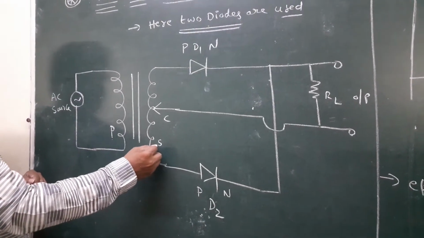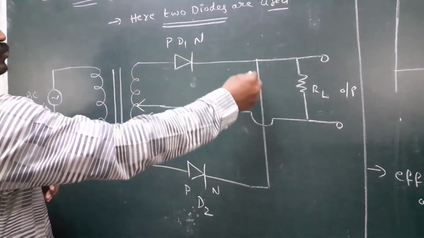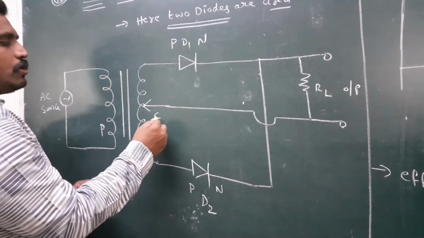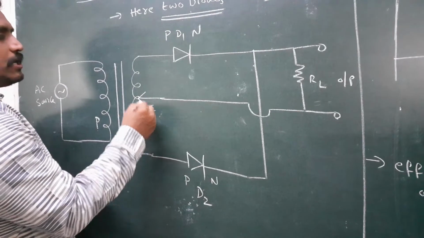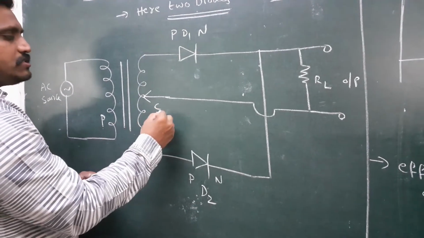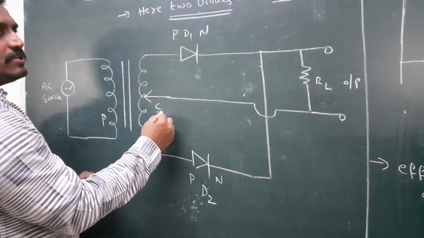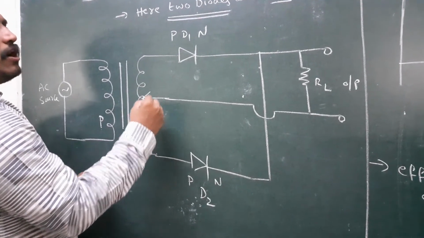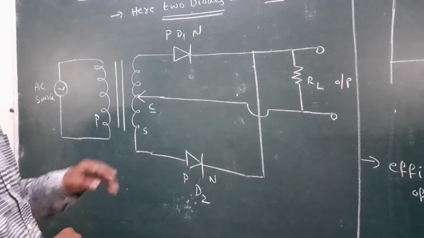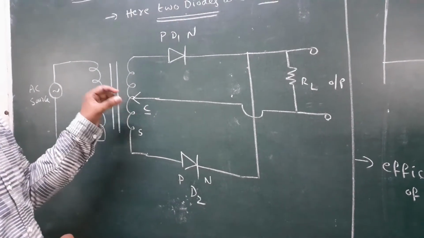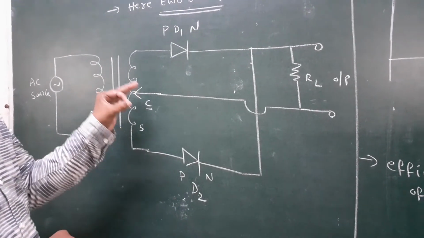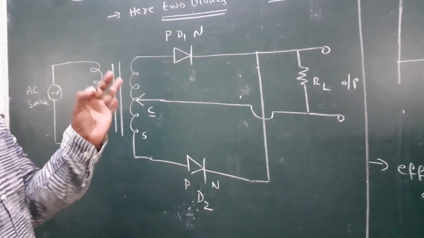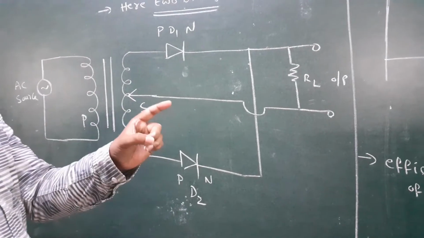Next, the secondary coil is connected to the two diodes, as shown in the figure. This is called the center tap. This is the transformer, called a center tapping transformer. It is used only to get the output as DC. That means the center tap transformer is used to get the DC output, and DC output means the output is always unidirectional.